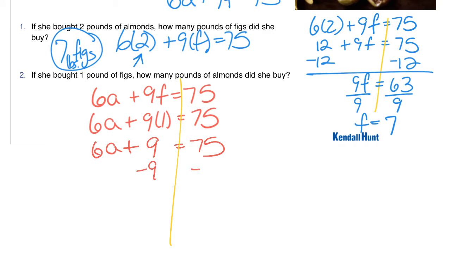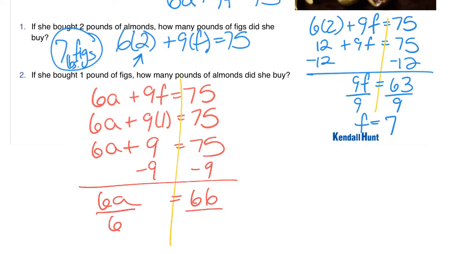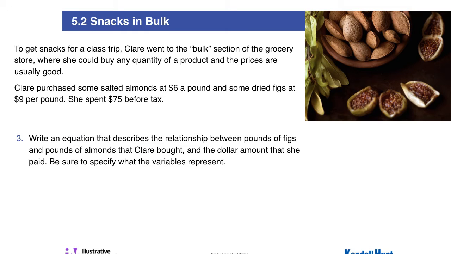So I'm going to subtract 9 from both sides. And I'm going to divide both sides by 6. And I get A equals 11. In other words, if she buys 1 pound of figs, she needs to buy 11 pounds of almonds to spend $75.